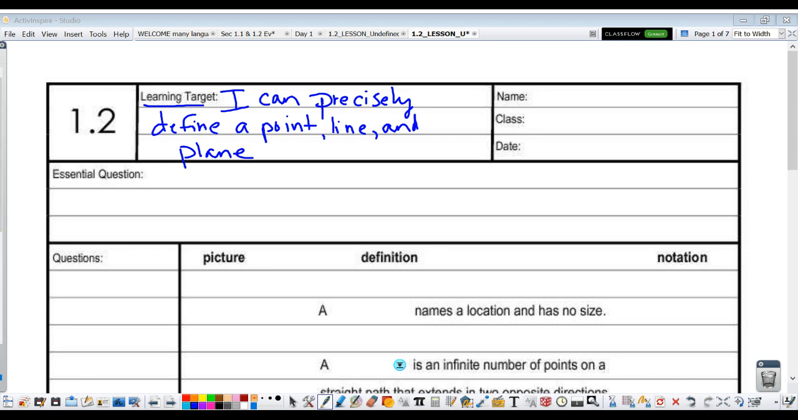You'll also need to fill in the name. This is geometry, and the date.